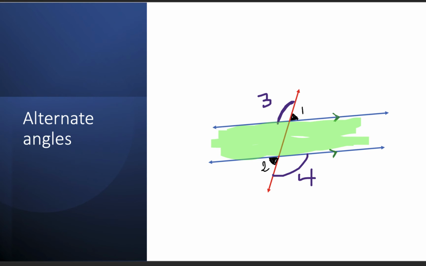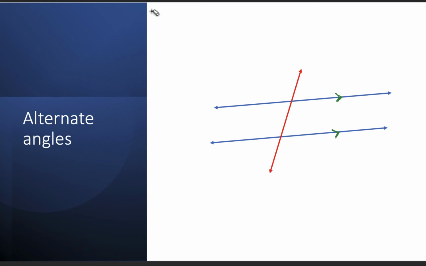Now we talk about alternate interior. Alternate interior angles are in the interior part between the two parallel lines, and they have to be alternate. If this one is on this side of the red line, this one should be on the other side. So we call these two angles alternate interior.